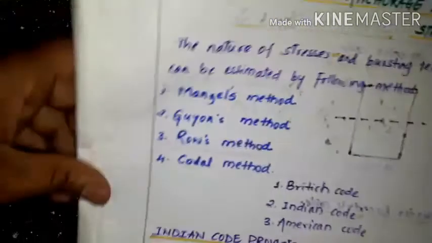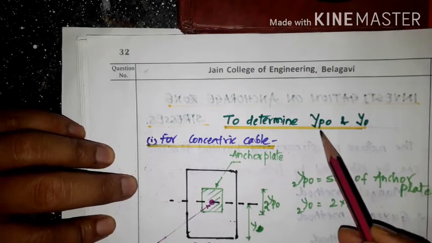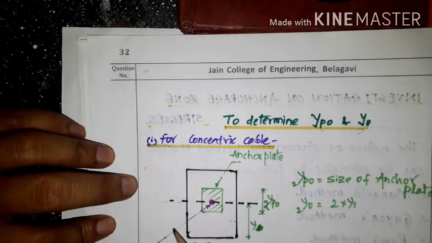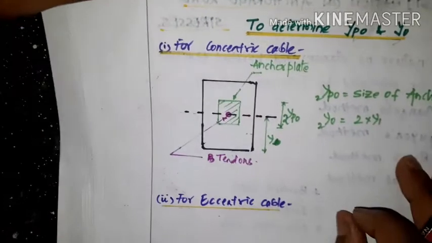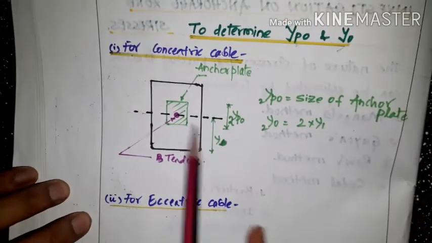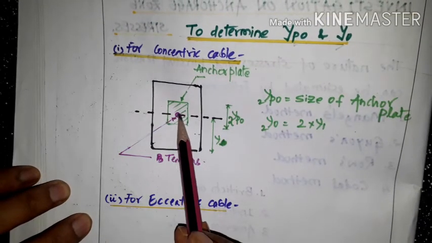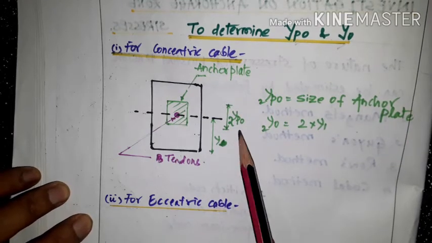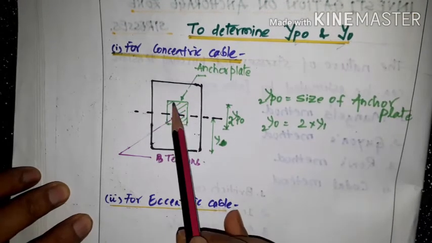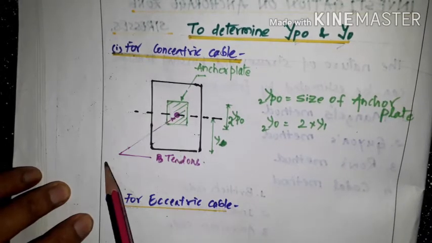Then one more important step is to determine Ypo and Yo. That is very important, and it is based on the location of the cable. For a concentric cable, the cable passes through the centroid of the section. In that case Ypo is simply the size of the anchor plate, which will be given in the problem.